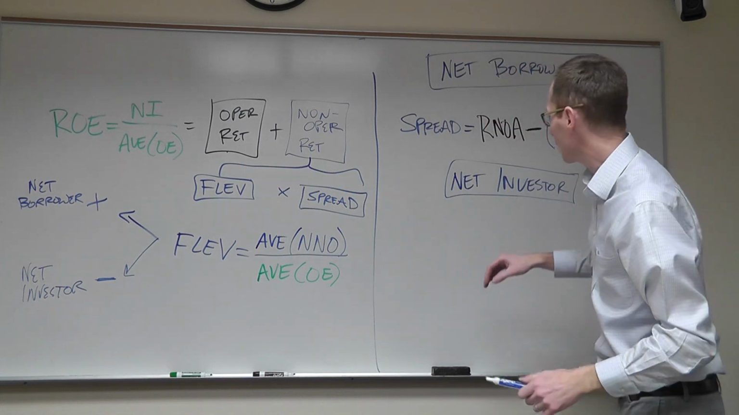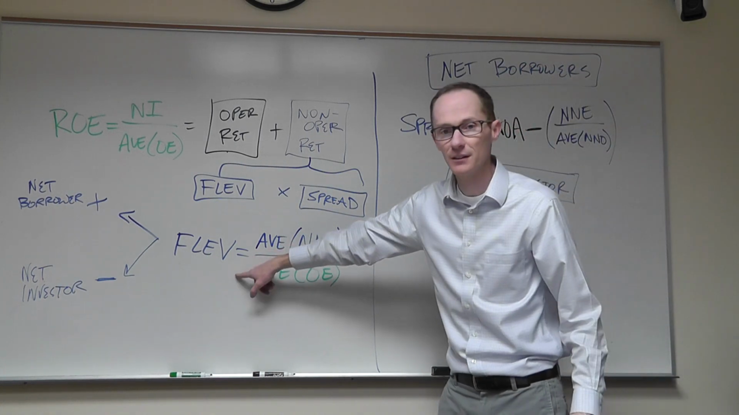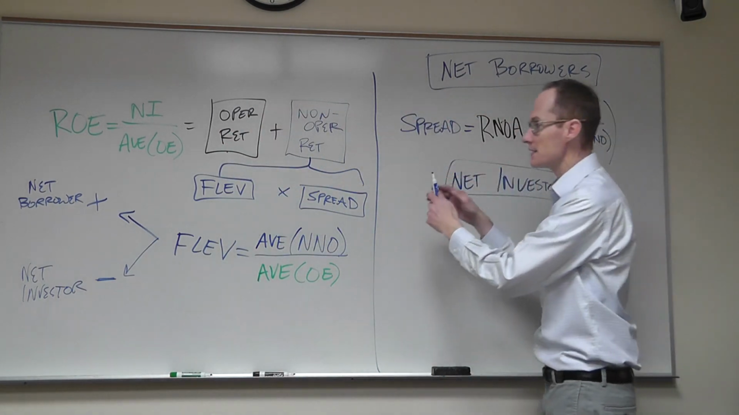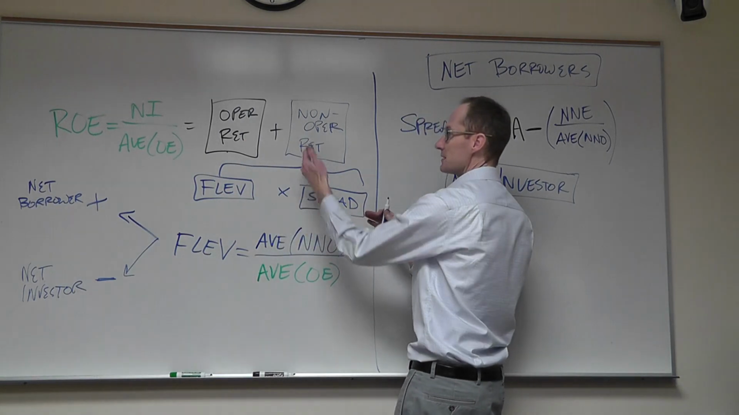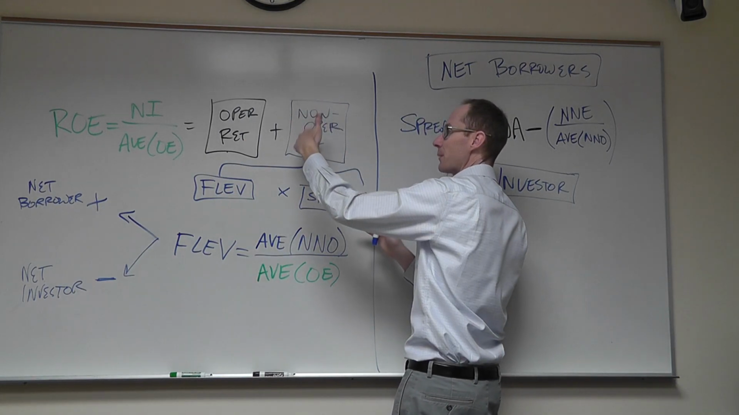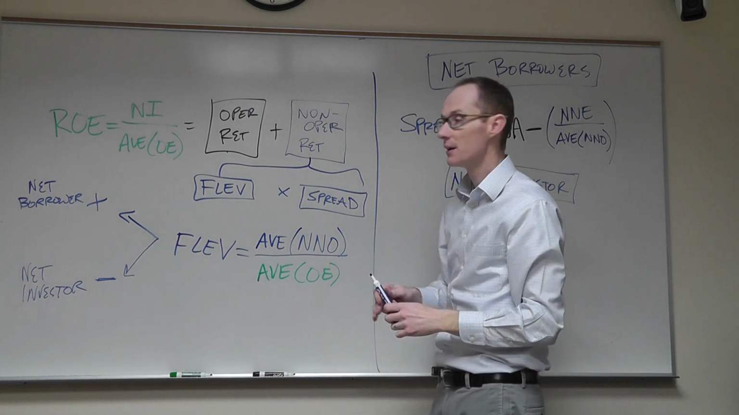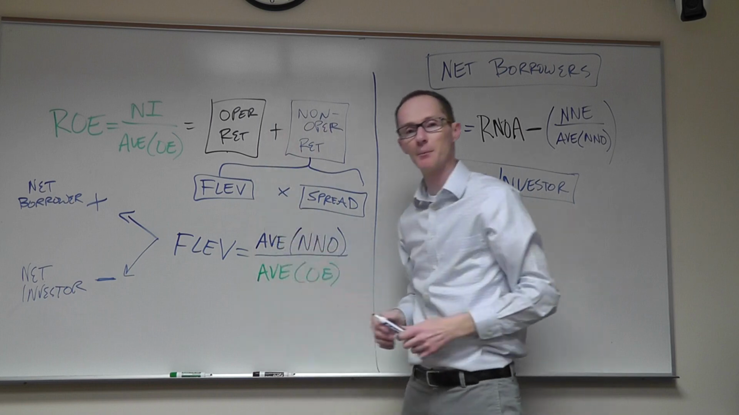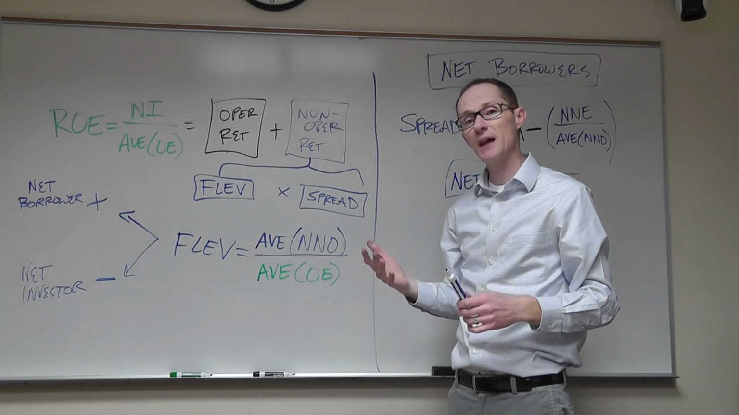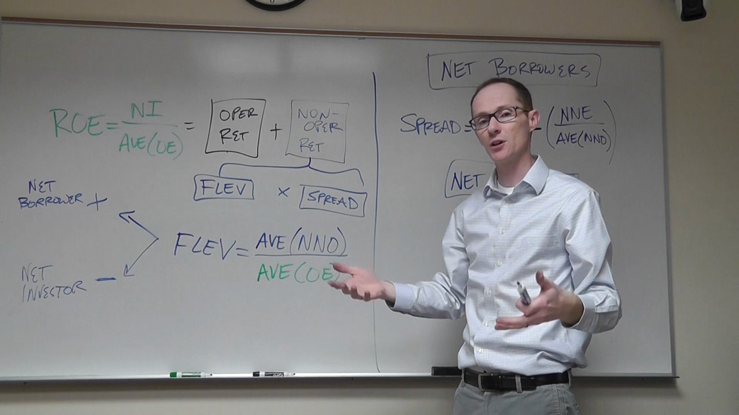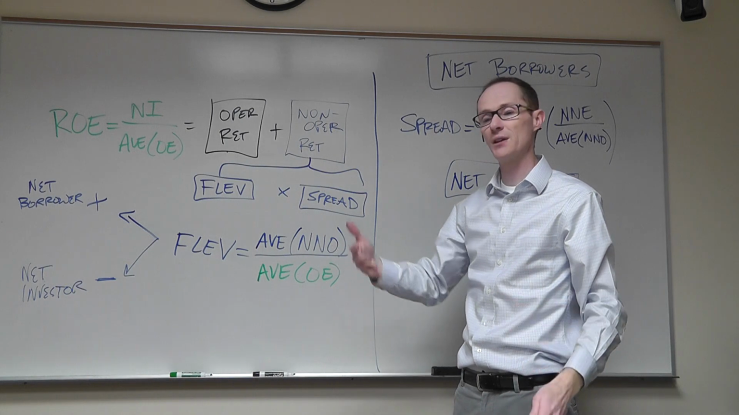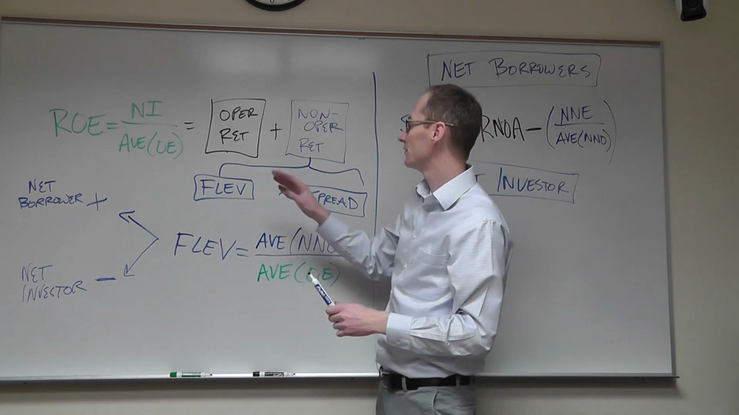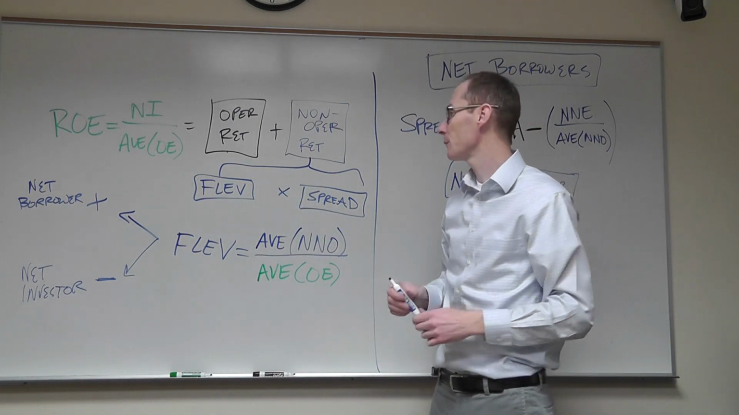If they're a net investor, FLEV is going to be negative. Spread is still generally positive, so with a negative times a positive, for a net investor this non-operating return tends to be a negative number that weighs down our return on equity when you add it to the operating return. And again, that's because net investors are sacrificing some returns so that they can stay financially liquid. Okay. FLEV and spread. Okay, one more thing to do.